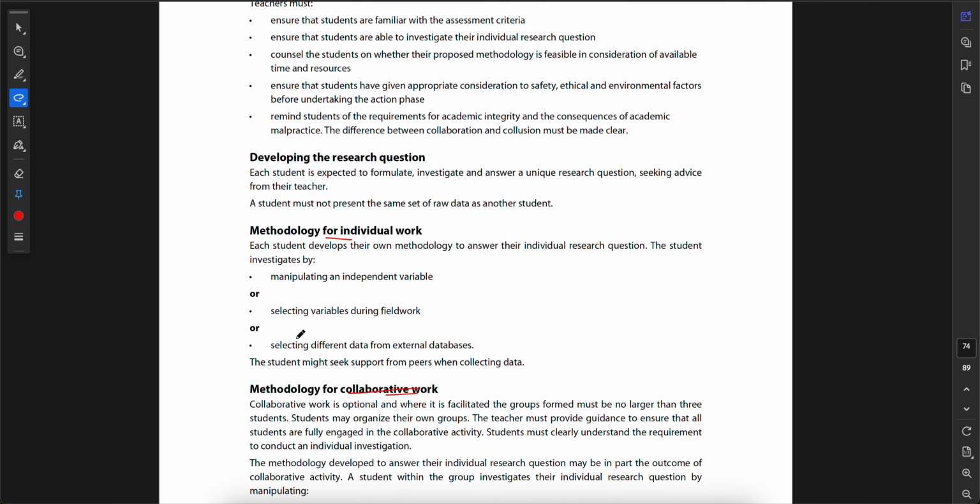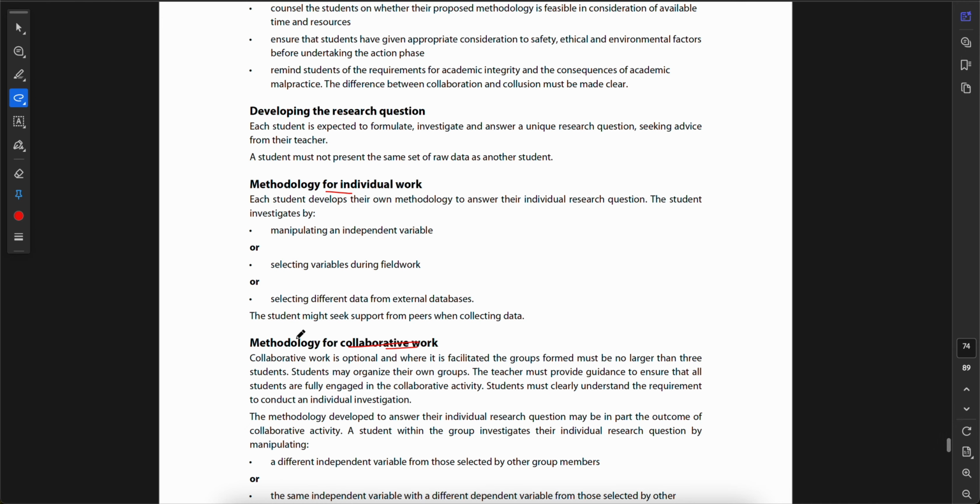You can work with the same plan with different research questions and manipulating different things. For example, a different independent variable, but the same dependent variable. Example, when you want to find out about the rate of reaction of a specific chemical reaction, there are 3 students, only up to 3 members in one group. One investigates the effect of the temperature, the other one pressure, the other one concentrations. Or selecting variables during field work.